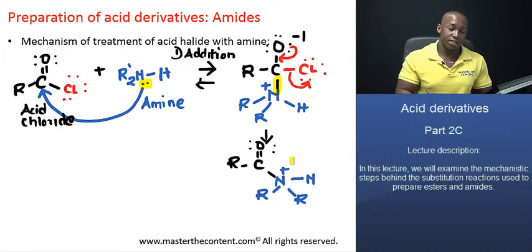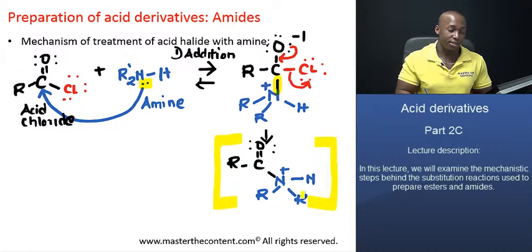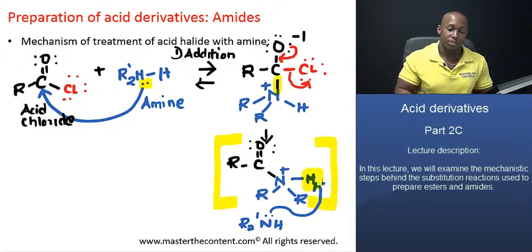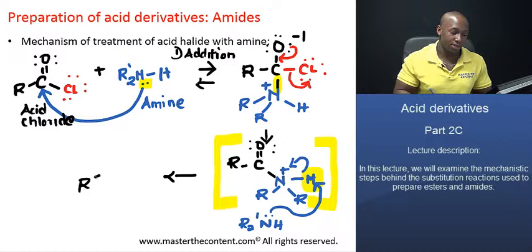And after that elimination process has occurred, we have our intermediate at the bottom of the screen right here, once again being deprotonated by another molecule of the amine. So that amine is going to come along and actually abstract that proton right there. I'm talking about this proton, resulting in the formation of our final amide product.